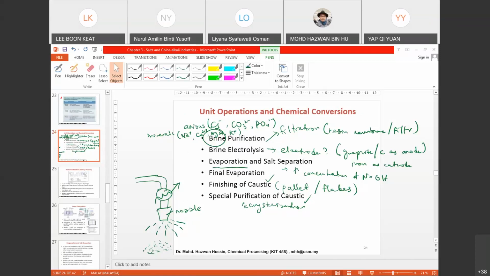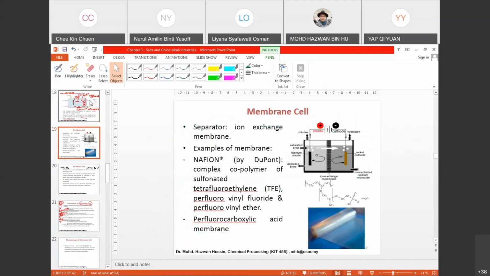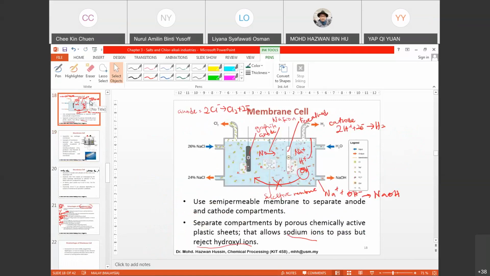Doctor, for the membrane cell, can you go back to the first slide of the membrane cell? This one? Yes, this one. Here it says 26% in at the anode and 24% out. Does that mean only 2% of the sodium chloride is used?